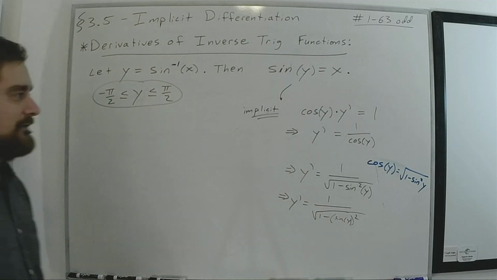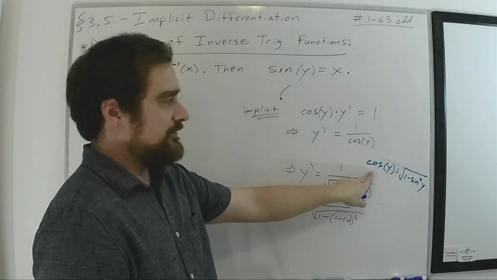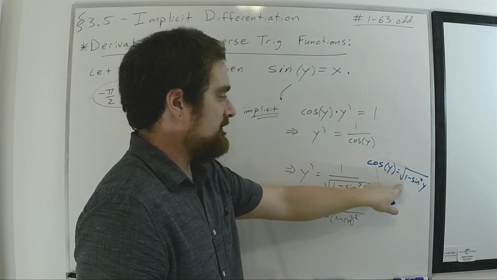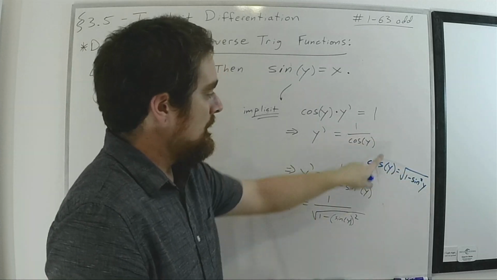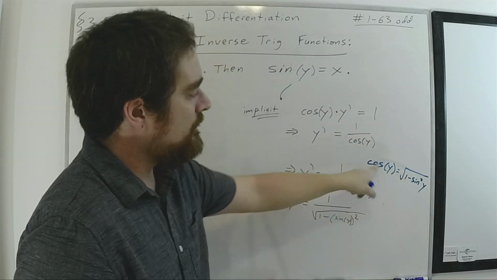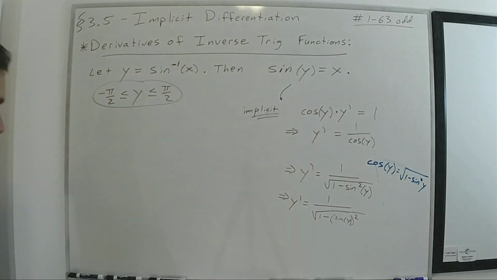All right, so this goes back to just an old identity. Cosine of y squared plus sine y squared equals 1. You could subtract sine squared of y over. You can take the square root. But we're stuck taking the positive square root here, just simply because of our domains.